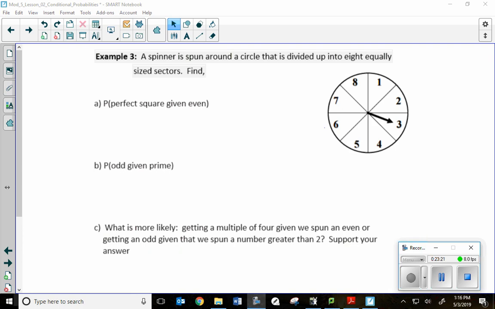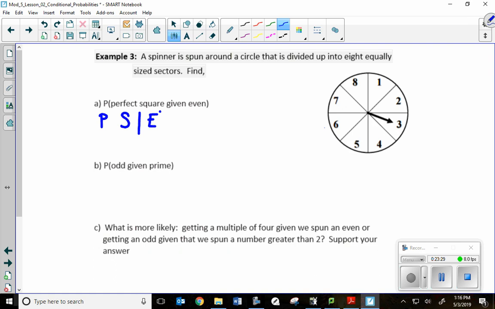So, let's take a look at A. Let's find the probability that we get a perfect square given it's even, okay? So perfect square given it's even. So we are given the evens to choose from. So what I'm going to do with my highlighter is, I only get the evens to choose from. Which numbers are the evens? 2, 4, 6, 8. I don't care about any other number. I am only given the evens to choose from. So right now, the numbers I have that are even are 2, 4, 6, and 8.